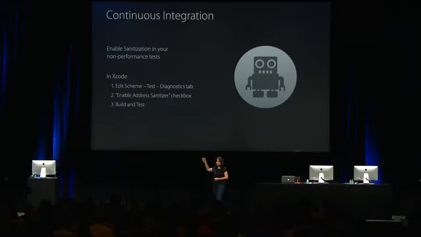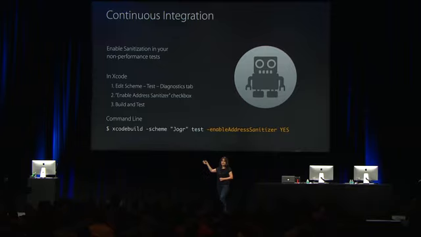To enable Address Sanitizer in your tests in Xcode or in Xcode Server, go to Edit Scheme, select Test, and then again go to the Diagnostics tab, check the Enable Address Sanitizer checkbox, build and test your app. You can also enable it on the command line by passing an extra argument to xcodebuild.